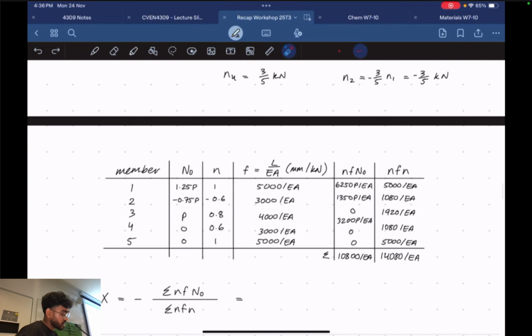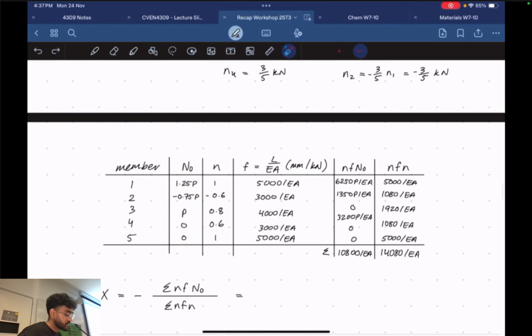So now, plugging everything into my table. A key thing to note is for my F, it's going to be in millimeters. That's the units for it. So it's going to be millimeters per kilonewton. Alright. My N0 is just my primary structure, N is just my redundant structure. Sub everything in, find the values for these two for each member.